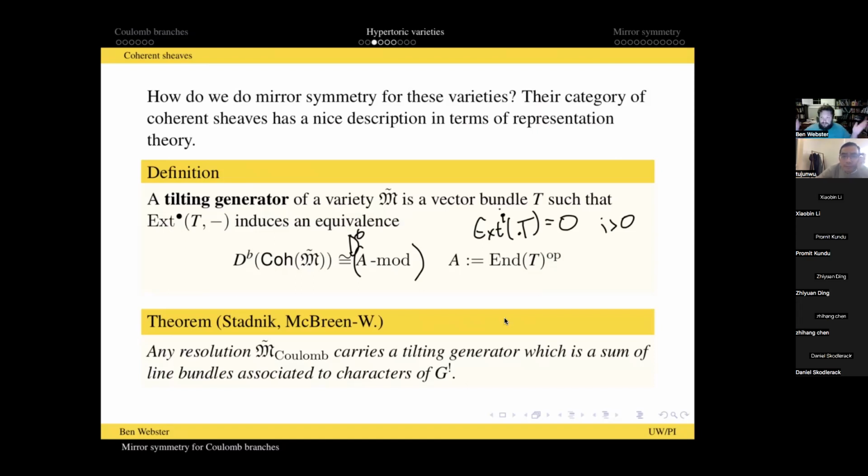And obviously this won't happen for all varieties. There are varieties you can prove do not have vector bundles that satisfy these conditions. But it turns out that hypertoric varieties always do. I should emphasize here, I'm only talking about the abelian case in this theorem. That's nice. So this resolution always carries a tilting generator, and it's actually a very simple tilting generator. It's a sum of line bundles.